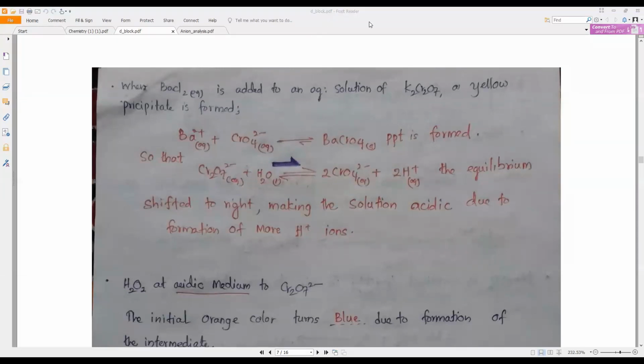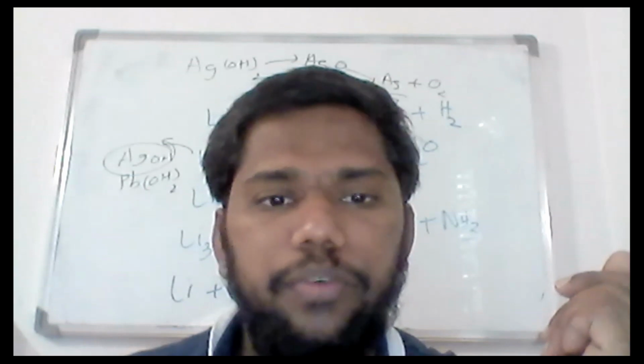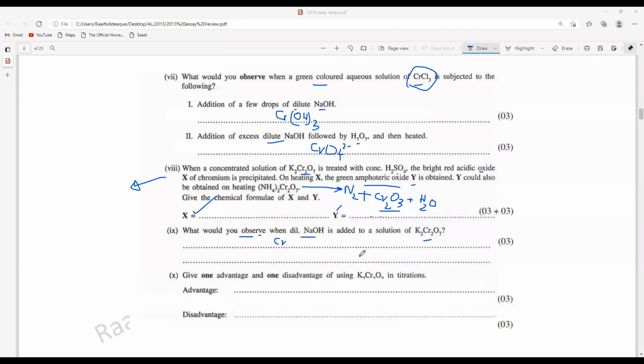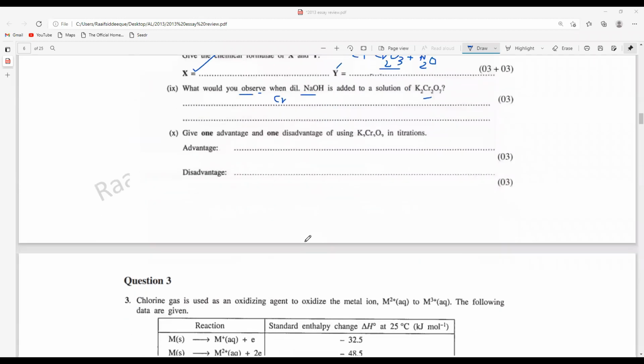Okay. So I will stop sharing again for this particular one. So this is what they have observed. You can just directly answer a yellow color solution is formed, right? So the last one is give one advantage and disadvantage of K2Cr2O7. This is potassium dichromate.